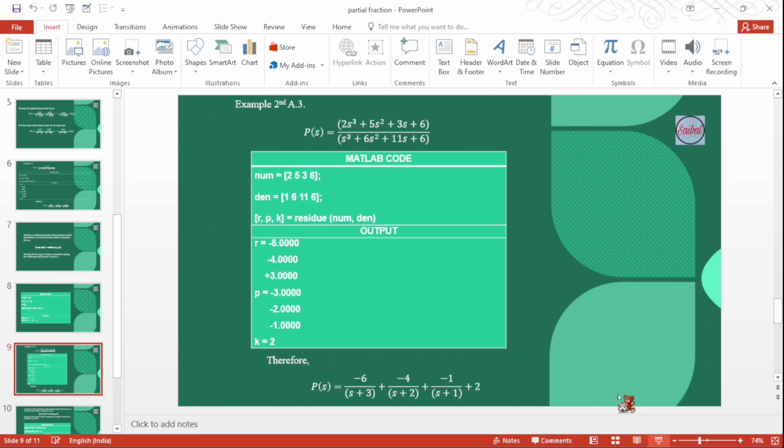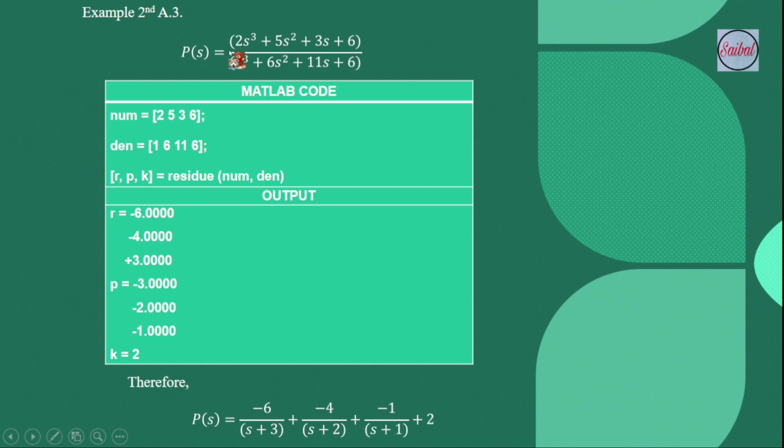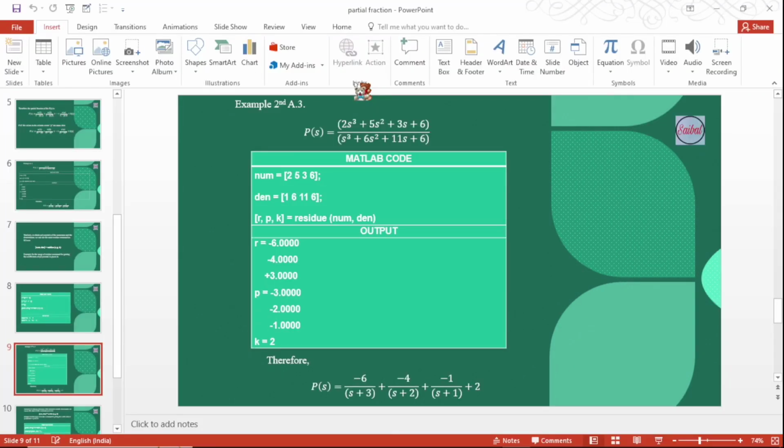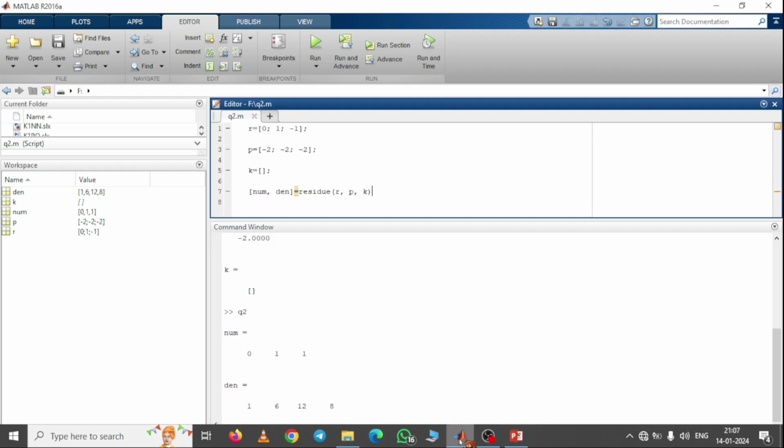Okay, next we are taking one more example. So here you can see now the numerator equation is 2s cube plus 5s square plus 3s plus 6, and for the denominator here you can see s cube plus 6s square plus 11s plus 6. So the numerator coefficients are 2, 5, 3 and 6, and the denominator 1, 6, 11 and 6. Okay, directly we are going to MATLAB.